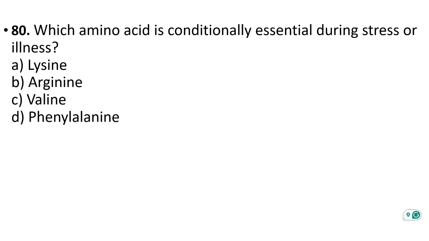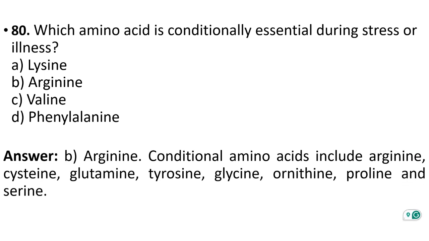80. Which amino acid is conditionally essential during stress or illness? Lysine, arginine, valine, phenylalanine. Your answer is option B, arginine. Conditional amino acids include arginine, cysteine, glutamine, tyrosine, glycine, ornithine, proline, and serine.